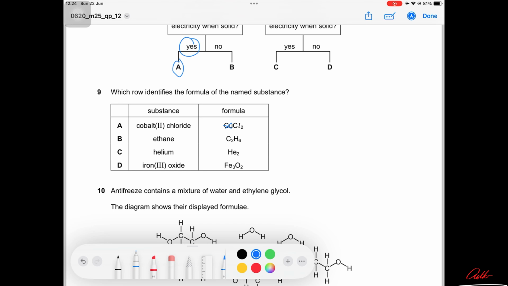Okay, next, in option B, we have ethane. So you must be familiar with this. Ethane has two carbons, and the number of hydrogens will be 2 more than double the number of carbon atoms. So 2 times 2 and then plus 2. So it will have 6 hydrogen atoms. Okay, so we can take B as the correct answer. So in this case, you don't need to check options C and D. Just skip it and go to the next number.